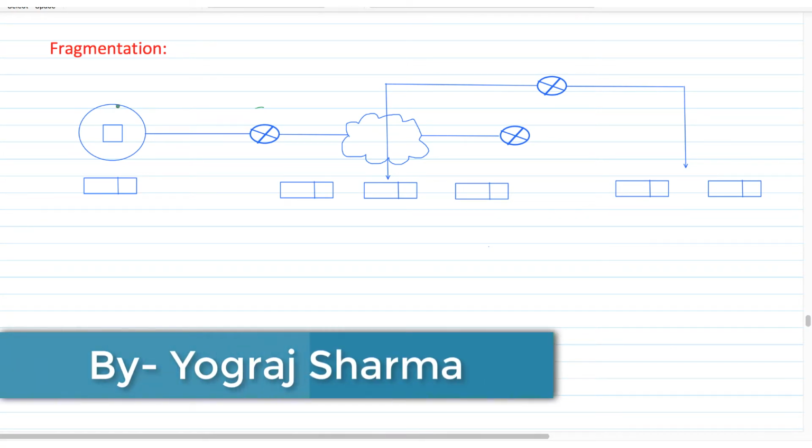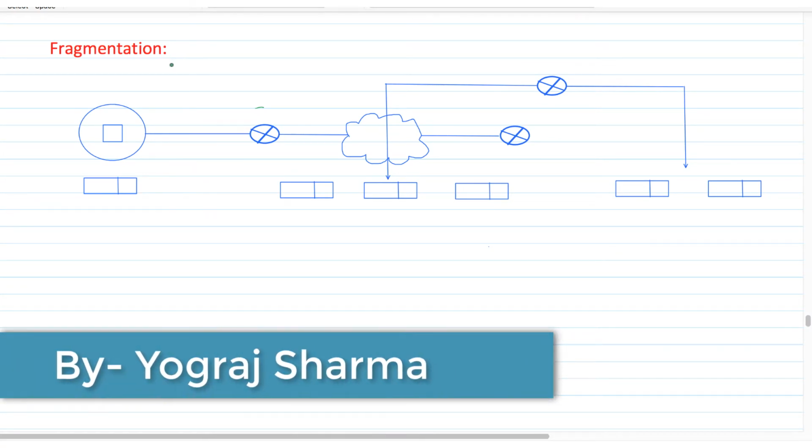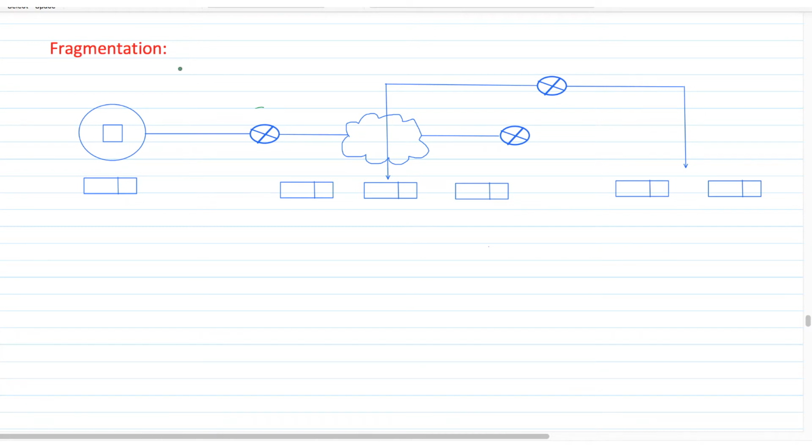Today we are going to discuss fragmentation in IPv4, Internet Protocol version 4. To understand this fragmentation, we have a host in a network, and for this network, suppose MTU is 520. MTU means maximum transfer unit. It is actually the maximum amount of data that can fit in any data link layer frame.